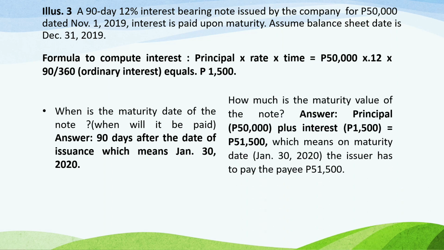The next question is, how much is the maturity value of the note? So maturity value is principal plus interest. If our principal is 50,000 and our interest is 1,500, therefore maturity value is 51,500.